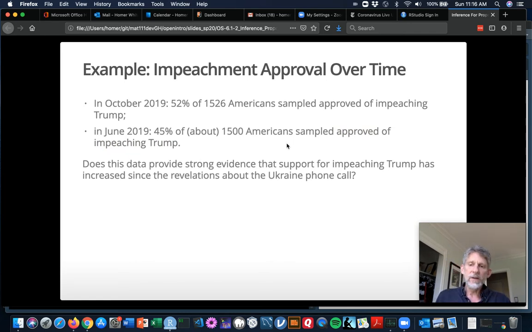And then the big scandal broke about the Ukrainian situation where Trump was basically trying to blackmail Ukraine into doing some investigations of Hunter Biden in order to get some military aid for his war against Russia. And so all that came out, and by October 2019, Gallup ran another poll. This time, 1,526 people are in the poll, and 52% approved of impeaching Trump. That's the poll we discussed in the previous part of the slides.